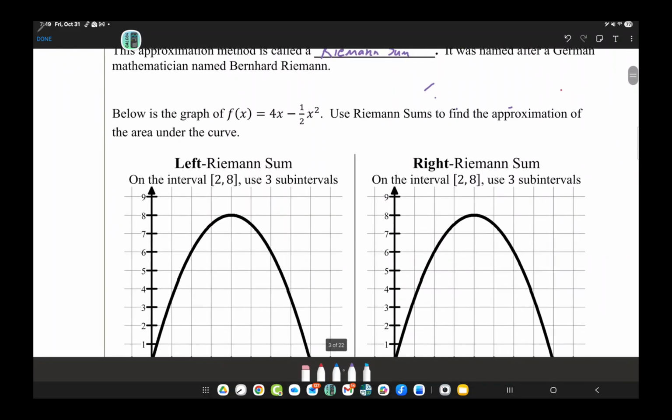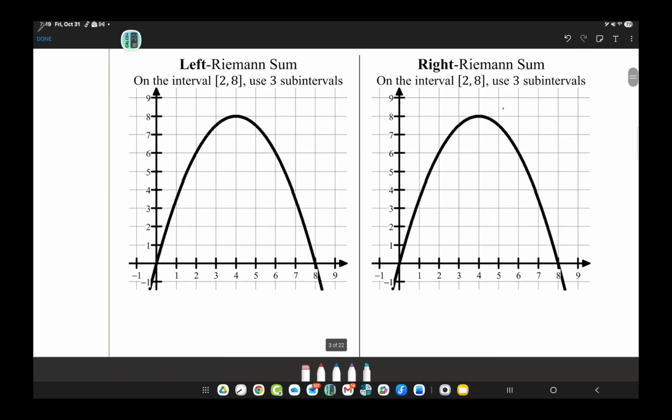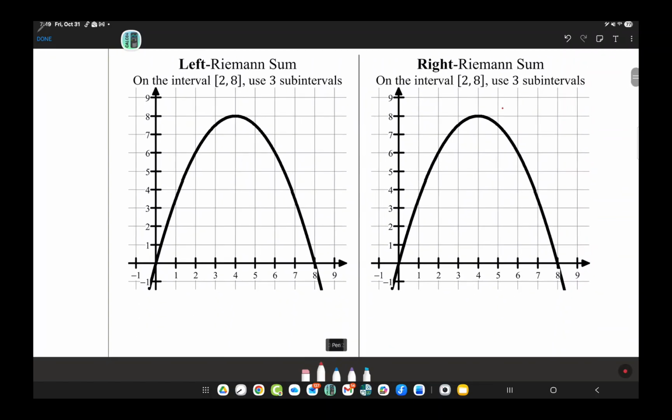Now, here we actually do have a graph, and we do have a function for the graph, so we can actually find the x and y values. Below is the graph of the function f(x) = 4x minus 1/2 x squared. Use Riemann sums to find an approximation of the area under the curve. Now, there are 4 different Riemann sum approximations we can do. We're going to talk about each of the 4. One is the left, which we just saw. Again, we're taking 3 subintervals starting from 2 all the way over to 8.